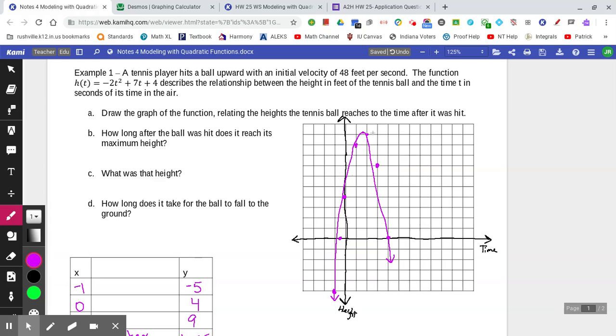All right, so not all of this graph, like I said before, makes sense in terms of the application problem. Really, the only part that makes sense would be this part, when time is 0, that means when the ball is being hit.